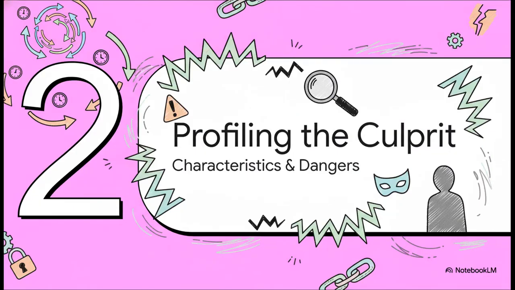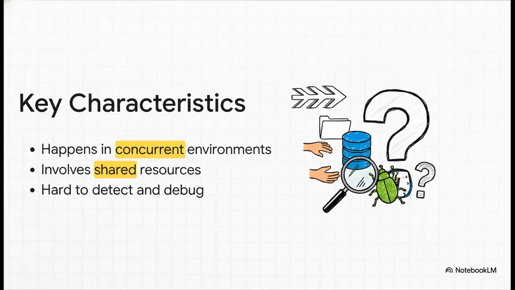So, we've seen the crime. Now, let's build a profile of our culprit. If we know what to look for, we know how to catch it. Understanding its MO is everything. First thing, this bug only shows up in concurrent environments. That's just anywhere your code is trying to do more than one thing at once. Second, it always involves a shared resource, a variable, a file, an array that multiple threads are trying to mess with. And finally, because its very existence depends on split-second timing, it is incredibly hard to reproduce on demand, which, as you know, makes it an absolute nightmare to debug.